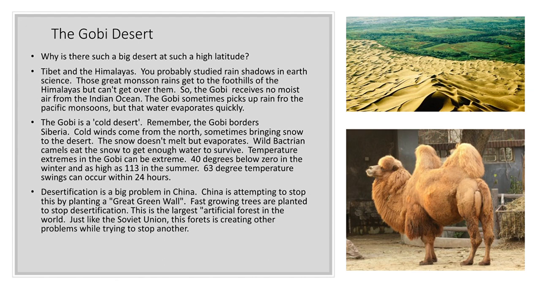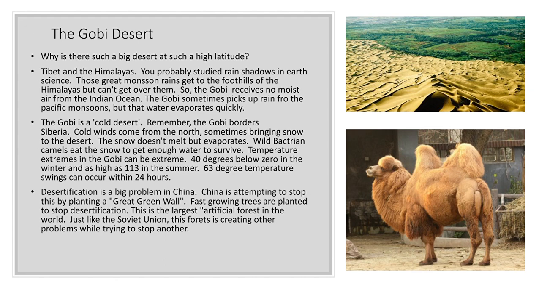And they call it the Great Green Wall, kind of making a play on the Great Wall of China. They call it the Great Green Wall. And they take fast-growing trees and they plant them, and it's hopefully going to stop desertification. This plan was instituted around 1978, and they plan on carrying it out through 2050.